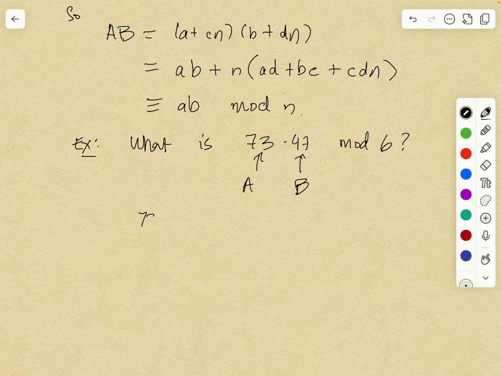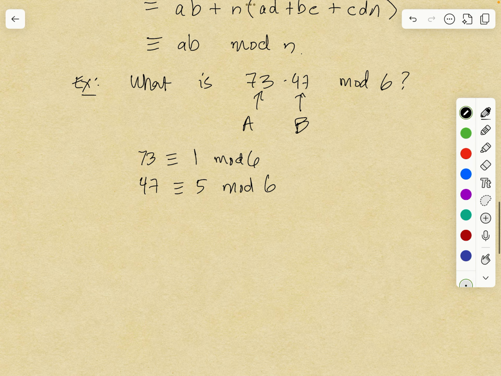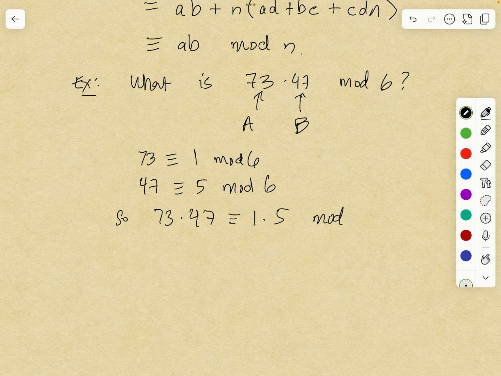73 is congruent to 1 mod 6, because 72 is divisible by 6. 47 is congruent to 5 mod 6, because 42 is divisible by 6. So by the theorem, 73 times 47 is congruent to 1 times 5 mod 6, so it's congruent to 5 mod 6.